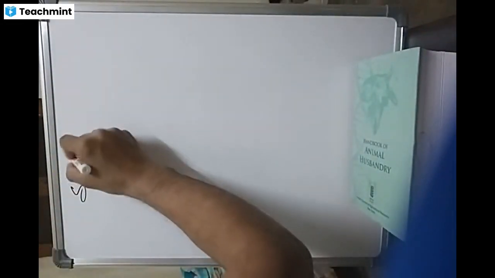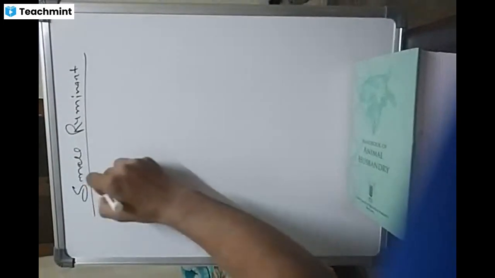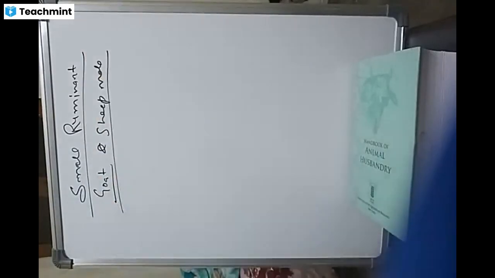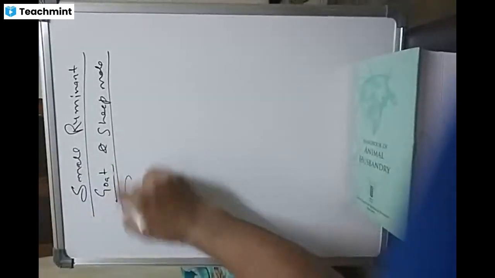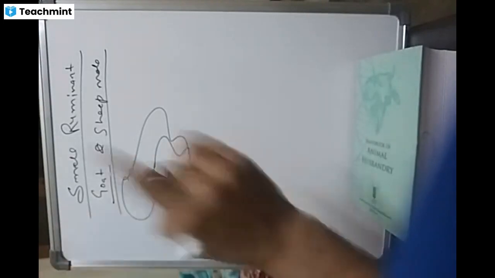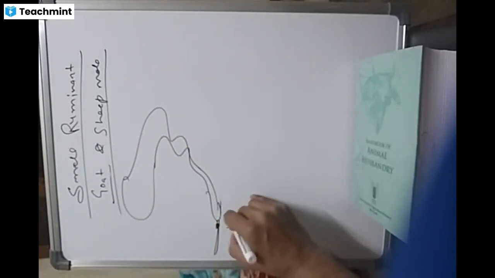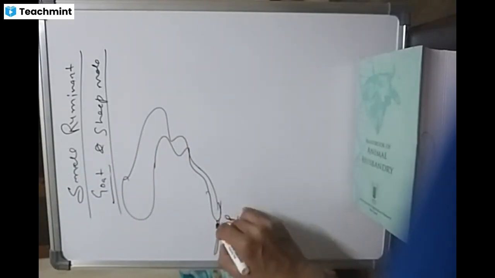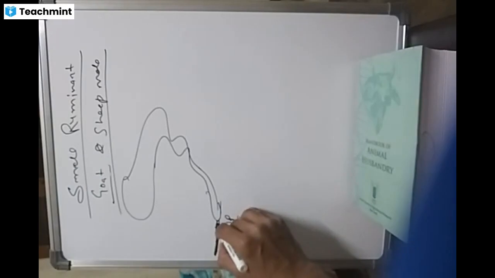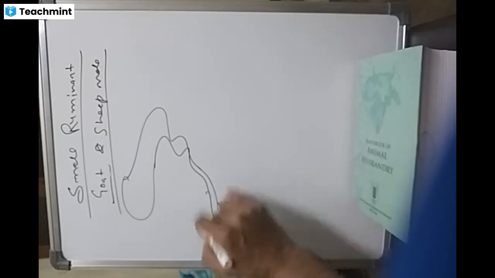In case of small ruminants, if we see male goat and sheep, in both cases the first most common site of urinary calculi is the base of the urethral process, UP. That is the urethral process base here, because it is the narrowest part. It is thin, so here it can get accumulated. The base of the urethral process is the first most common.